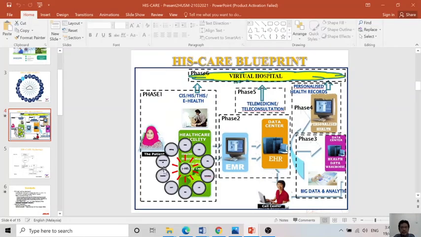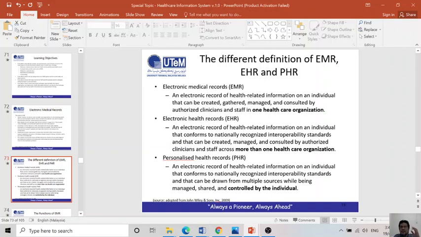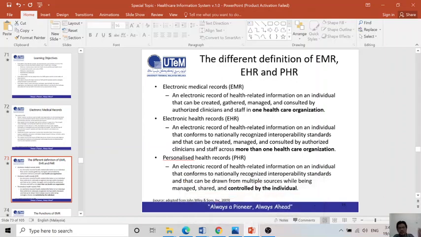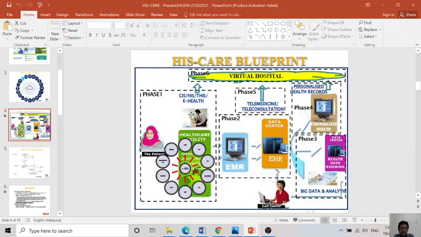Okay, back to our slide just now. This is the difference between EMR, EHR, and PHR. Like the diagram or blueprint that I showed you, I think you can differentiate between EMR, EHR, and PHR. So I highlight here that EMR is for one healthcare organization, one healthcare facility, which has its own EMR.